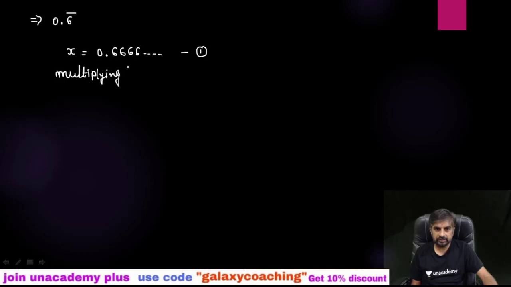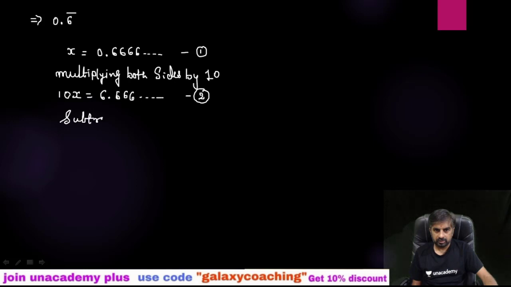Multiplying both sides by 10. So 10 multiplied with x will give you 10x, and 10 multiplied with this 0.66, one decimal will come here, so you can say 6.666 and so on. Just one decimal will go back when you multiply 10 with this. Take it as result number 2. Now what you need to do, you need to subtract the smaller from the bigger one. So subtracting 1 from 2.